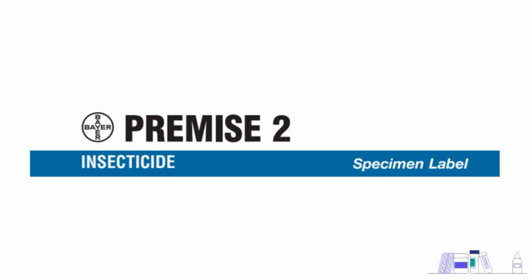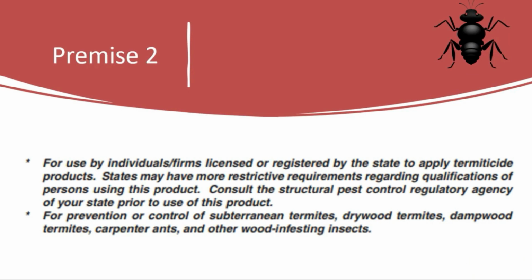Let's take a look at Premise 2 insecticide, which is a suspension concentrate. Premise 2. For use by individuals, firms licensed or registered by the state to apply termiticide products. States may have more restrictive requirements regarding qualifications of persons using this product. Contact the Structural Pest Control Regulatory Agency of your state prior to use of this product. For prevention or control of subterranean termites, drywood termites, dampwood termites, carpenter ants, and other wood-infesting insects.